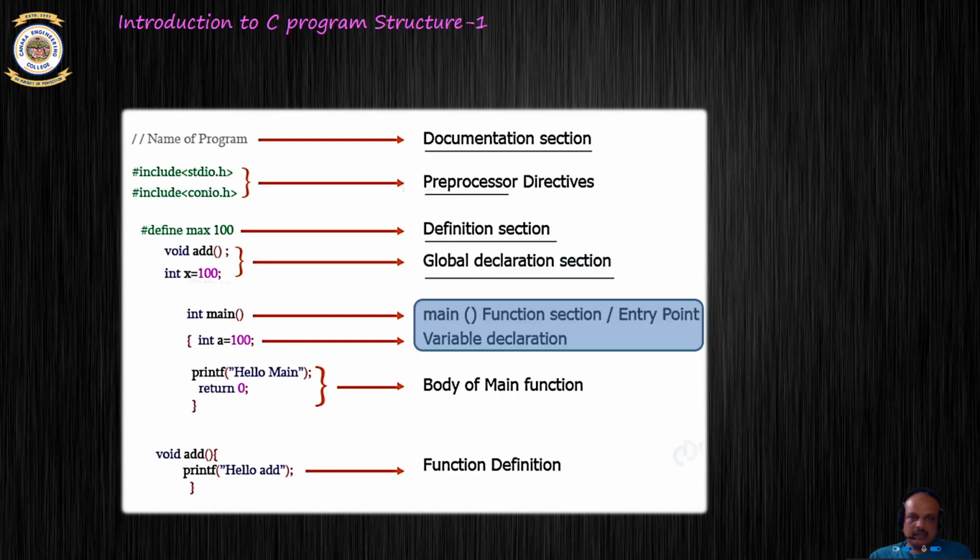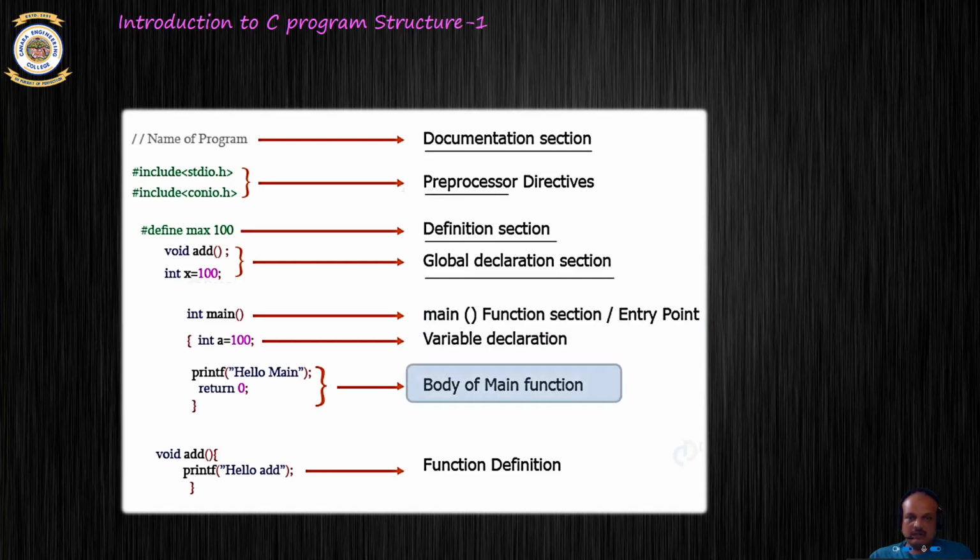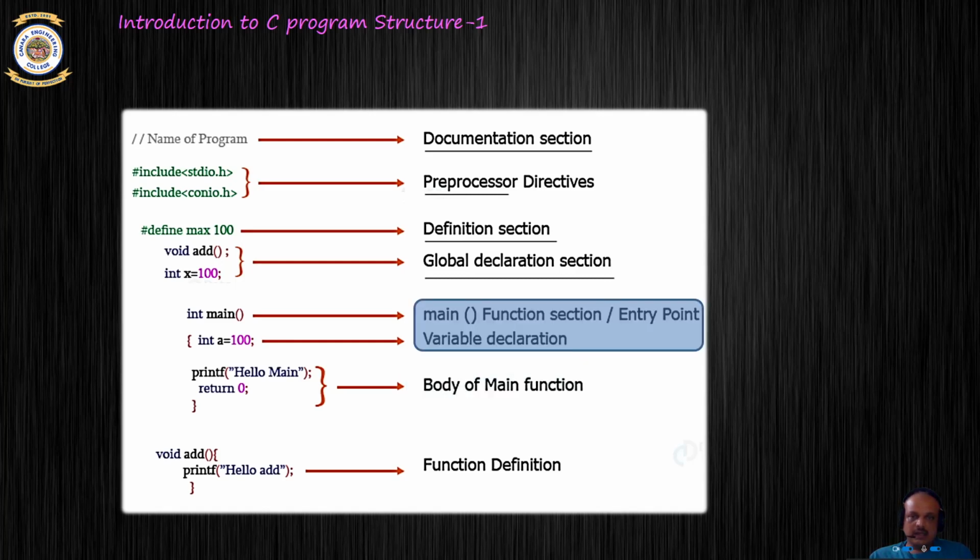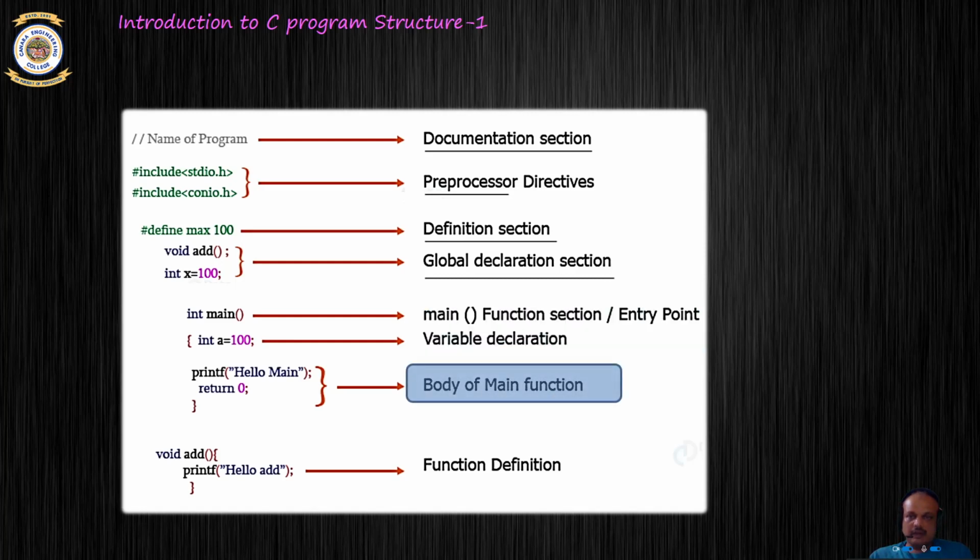Next is the main section. The main section consists of the main function, and the main function consists of the variable declaration part and the body of the function. It is the variable declaration part where the programmer declares or identifies all the variables that need to be used in the later part of the code. He can also initialize the variables in this part of the code. In the body of the main function, the programmer encapsulates the functionality of the main code.